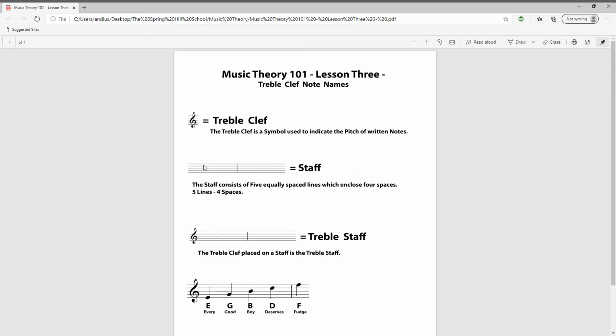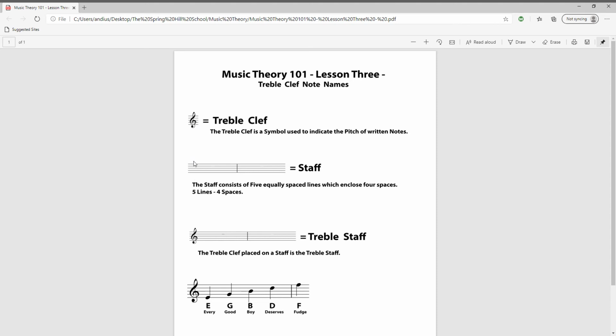Remember the staff. You have 5 parallel lines. The lines are horizontal, like you're laying in bed. 5 equidistant parallel lines and 4 spaces. This is called a staff, just the lines. The staff consists of 5 equally spaced lines which enclose 4 spaces. 5 lines, 4 spaces.